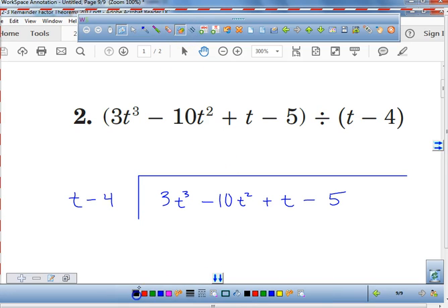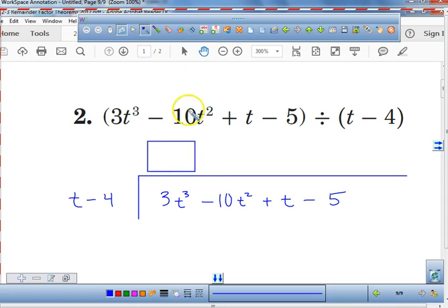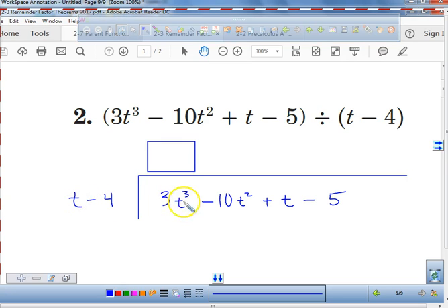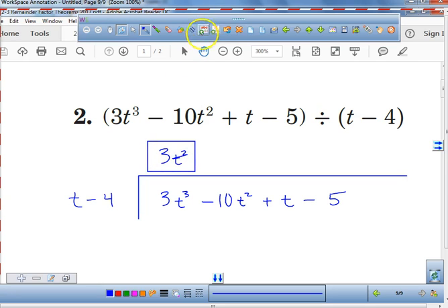Okay, here we go once again. We're going to start out with a box right here. What number times t gets me to a 3t cubed? And you say, that's right, I heard you. 3t squared.